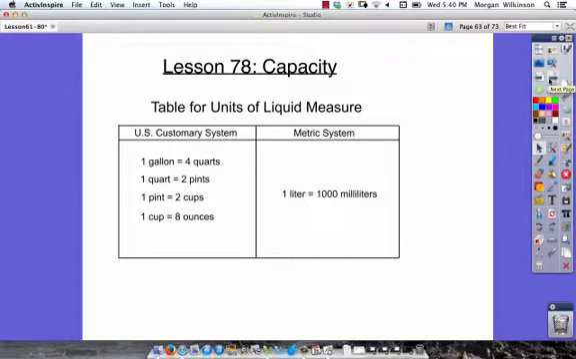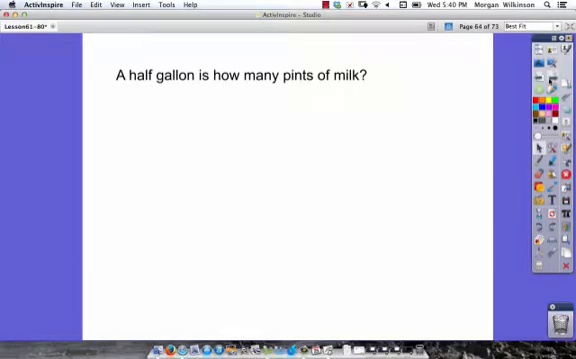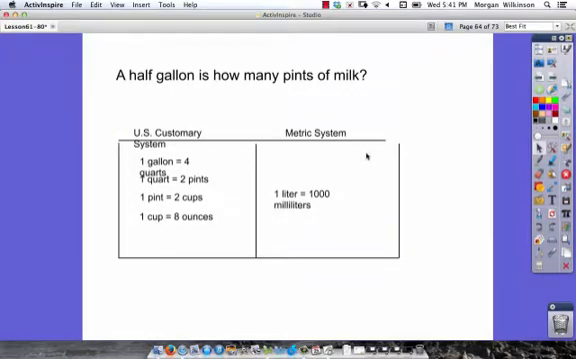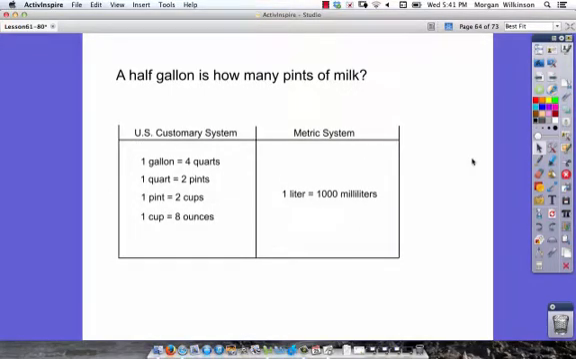Let's go to our next example now. Our question says, a half gallon is how many pints of milk? So let's bring our table back. So we've got our customary system and our metric system. Let's make our table a little bit smaller. It doesn't need to be that big. Actually, we won't because it reformats everything. So a half gallon is how many pints of milk?